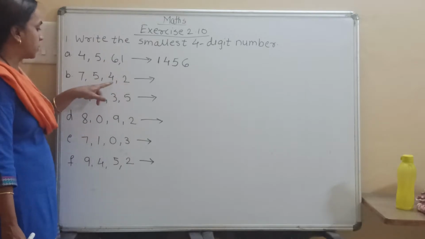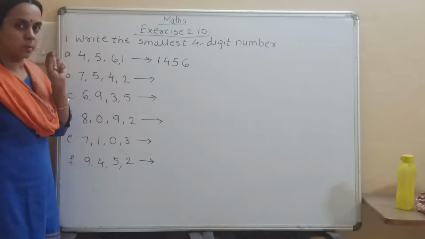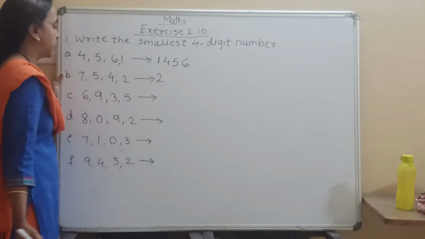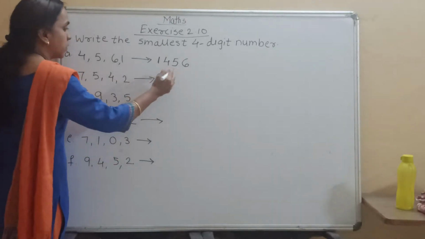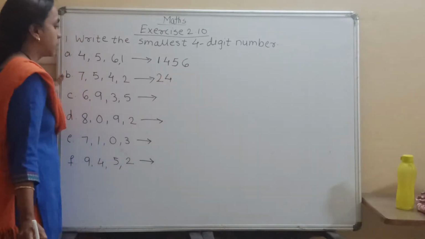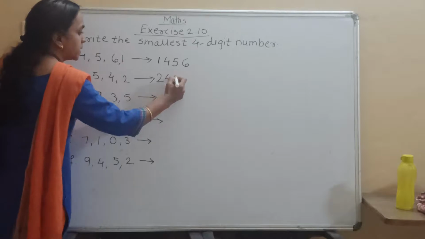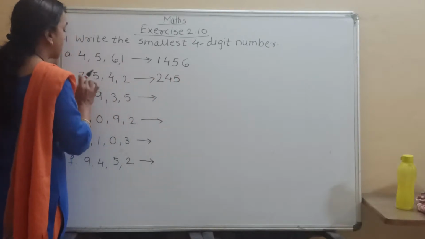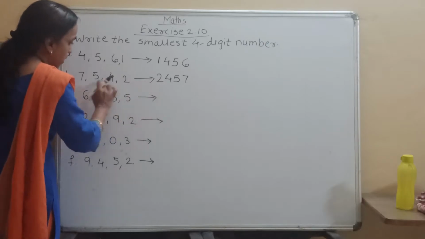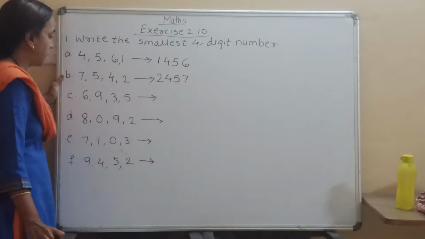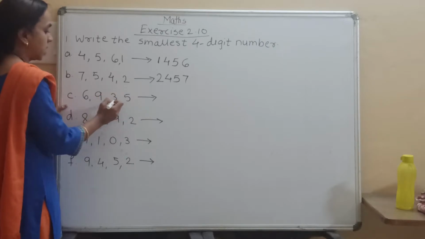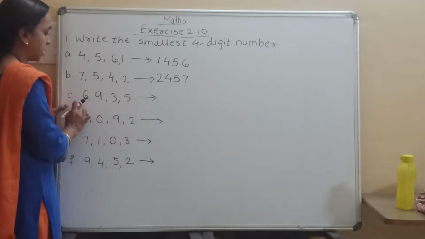7542. So among these 4 digits, which is the smallest digit here? 2. So write down here 2. Then bigger number is what? Bigger than 2 is 4. Then bigger than 4 is 5. Then bigger than 5 is 7. So what is our answer? 2457.